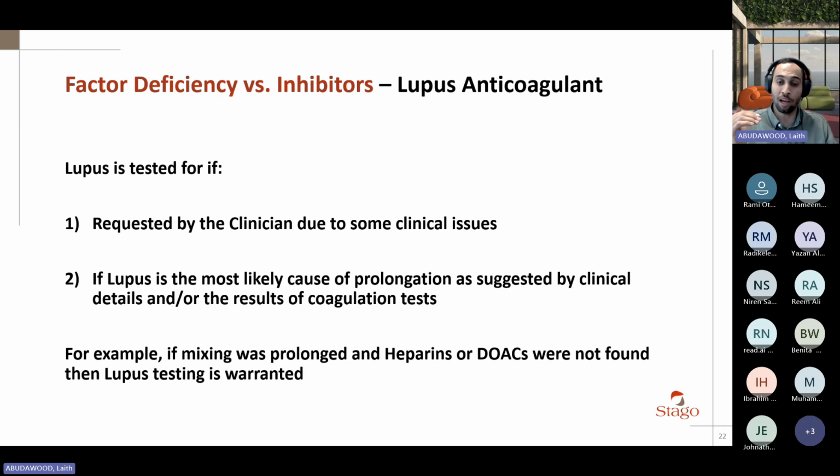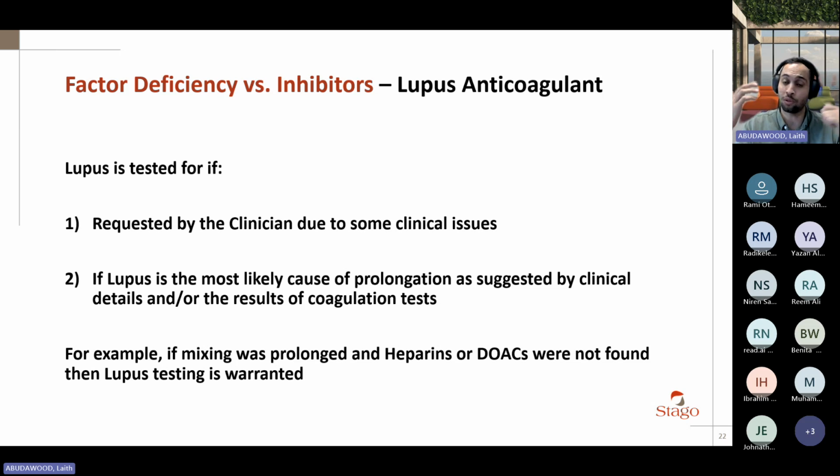So for example, I will not immediately start testing for anti-factor antibodies when my mixing study is prolonged. Why? Because anti-factor antibodies are a very rare occurrence. Lupus is much more common than anti-factor antibodies. Having heparin is much more common than having anti-factor antibodies. Having CRP is much more common. So when I have an inhibitor, I don't test for everything. It becomes very costly for the lab and does not make sense. We start testing for one thing at a time.